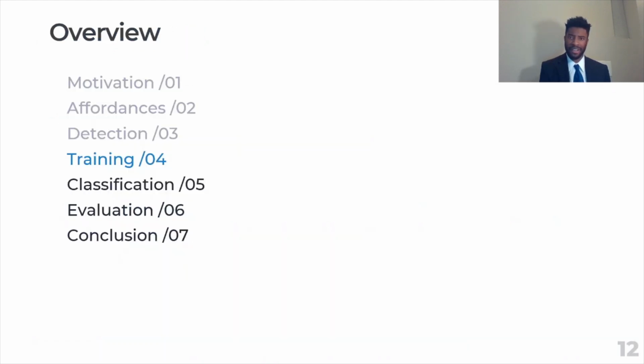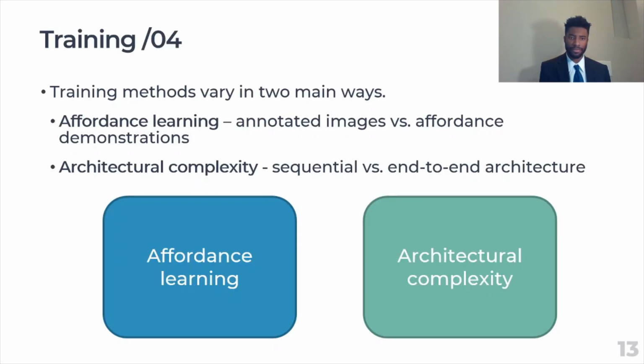So now let's get into the training of how you actually train these models. There are two main ways by which training methods vary. There's the affordance learning, which is using annotated images versus affordance demonstrations, or you can use architectural complexity variations, whether it be sequential or end-to-end architectures.